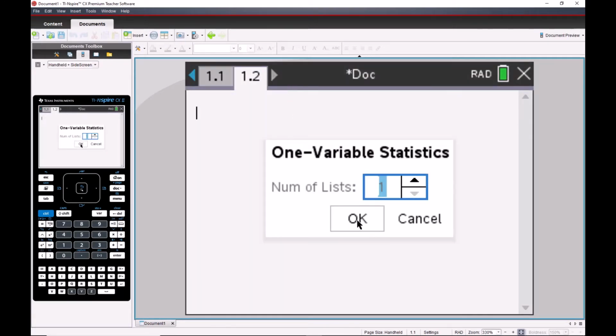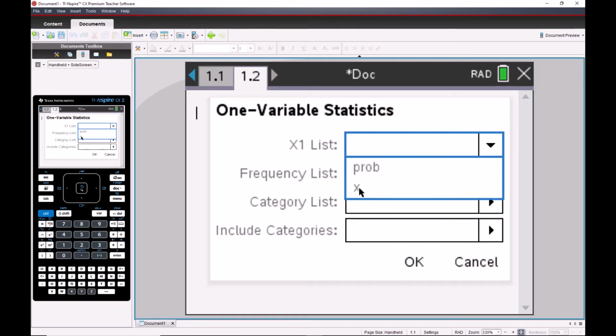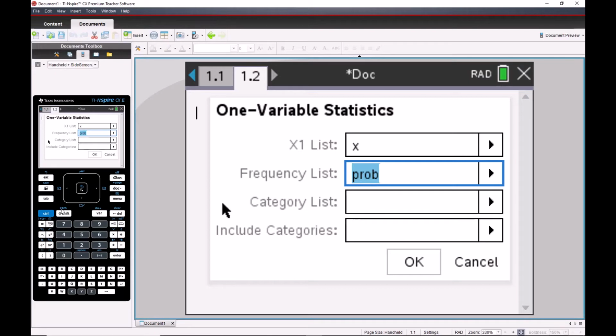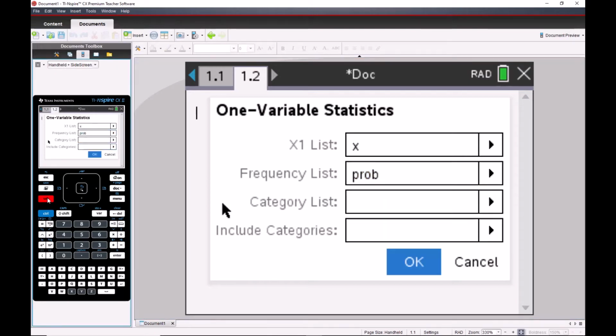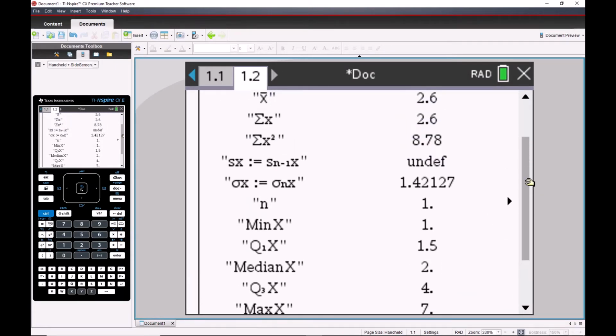Number of lists is 1. Okay, I know that you've got a 2 list table, but this would be 1. All right, so your X list here will be X, and your frequency, let's delete this. We can make it go away. The frequency list will be probability. And we'll just tab down to OK. We'll hit OK. Now you're down at the bottom, you're not actually seeing what you want.